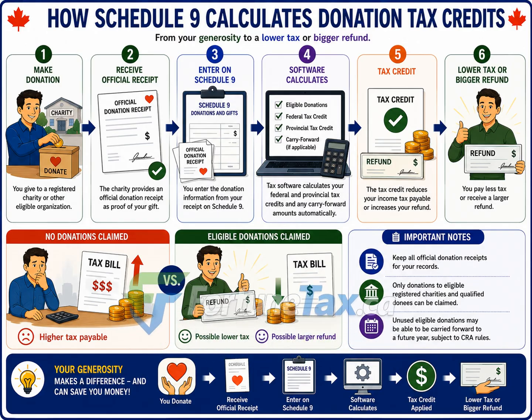Unlike a deduction, which reduces taxable income, a charitable donation claim produces a tax credit that reduces the amount of income tax payable. As a result, eligible donations may lower the taxpayer's tax bill or increase the amount of their tax refund. The comparison at the bottom of the slide highlights the difference.